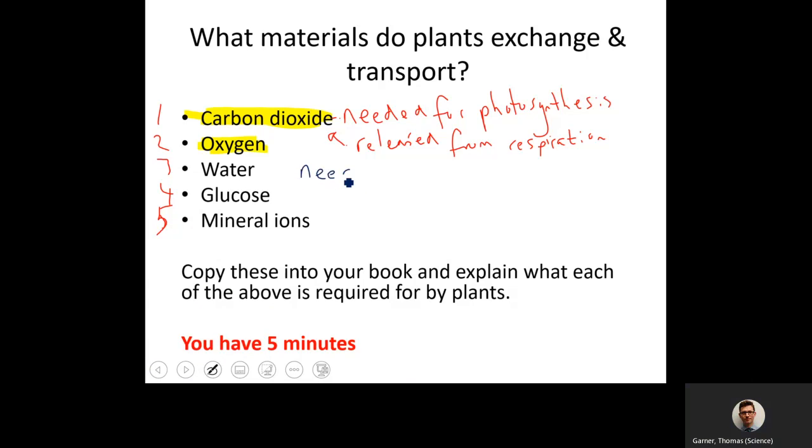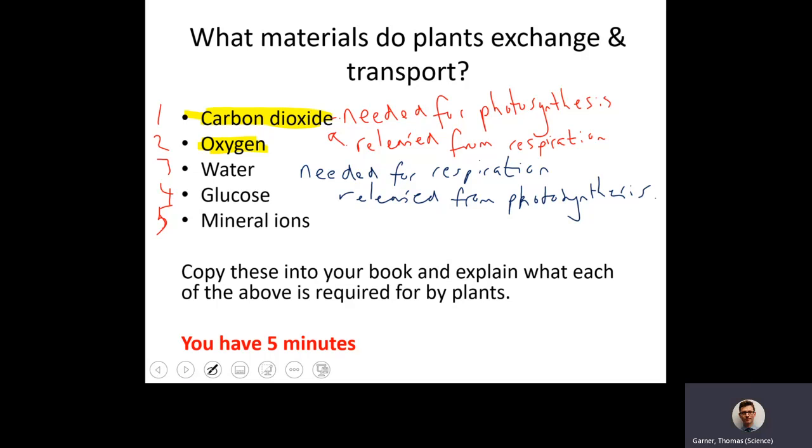Oxygen is needed for respiration. Released from photosynthesis.